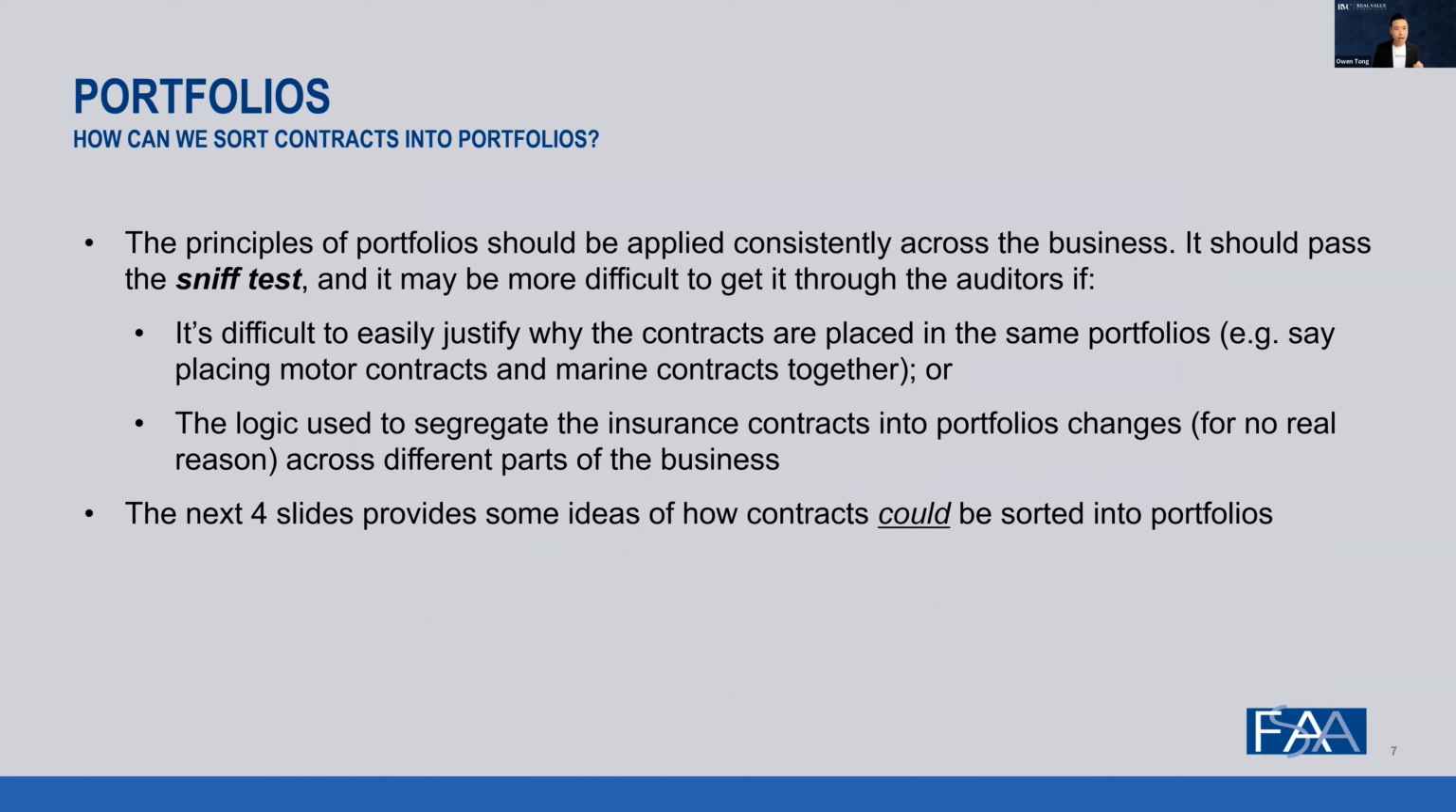So how can we sort them into these portfolios from a practical lens? I have 4 slides after this one where I give my take on 4 separate possibilities. But the general principle, in my opinion, should be that it should pass a sniff test. If we think about similar risks, and we look at certain contracts in the same portfolio, and from a gut feel perspective they are so different, for example private motor contracts and marine contracts, and we're saying they're broadly aligned.